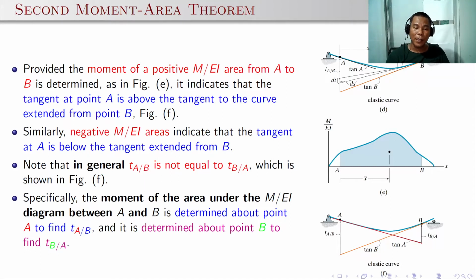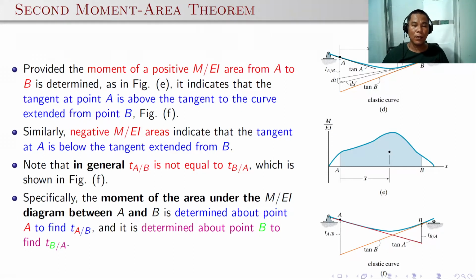Here you have to take note that the tangential deviation of A with respect to B is not equal to the tangential deviation of B with respect to A. You can see here in the elastic curve in figure F, they are actually not the same. Of course, for special cases, especially for symmetrical beams and loadings, there would be a chance that these two deviations will be equal. But in general, they are not equal.